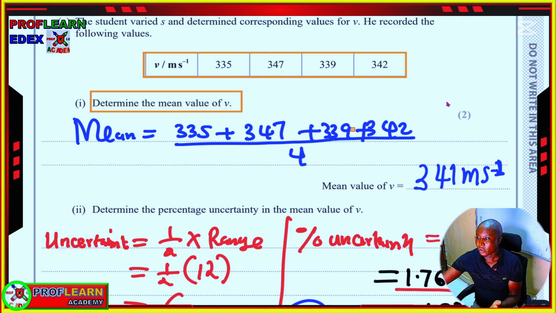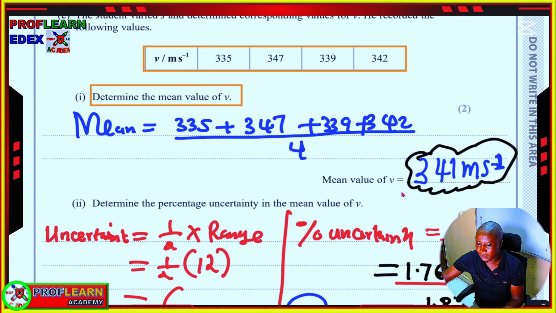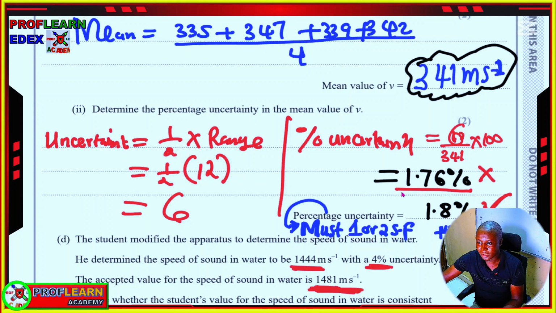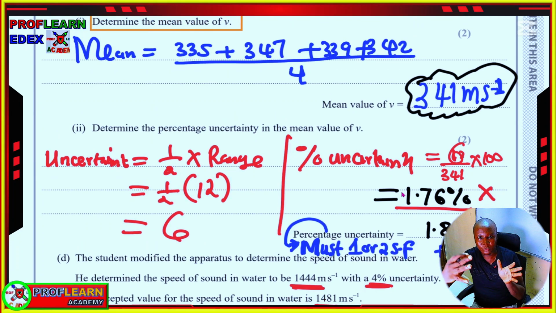If there is no anomalous point, remember sometimes you'll find a value that is very strange, you'll eliminate it or ignore it. But in this case, there's no anomalous point. We'll add all the 4 speeds and then divide by 4, and that translates to 341. Then to determine the percentage uncertainty, when you are given a number of different values, you need to find the range. Then uncertainty will be half the range.